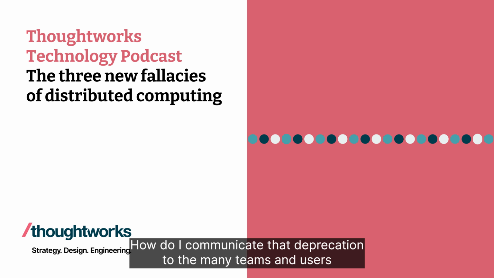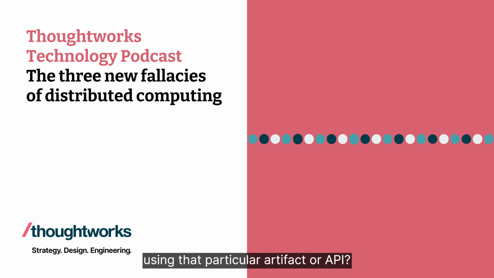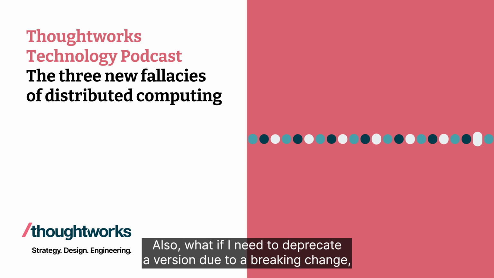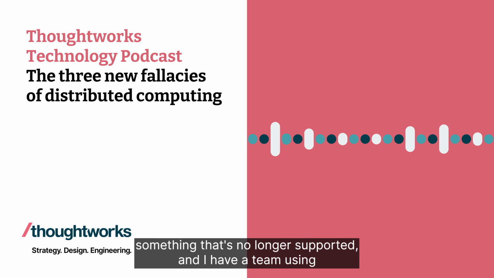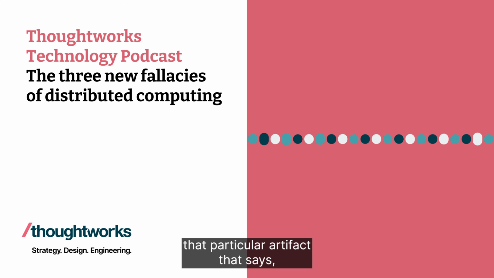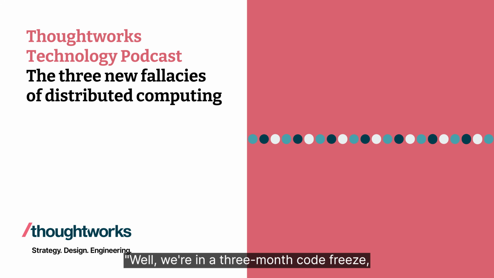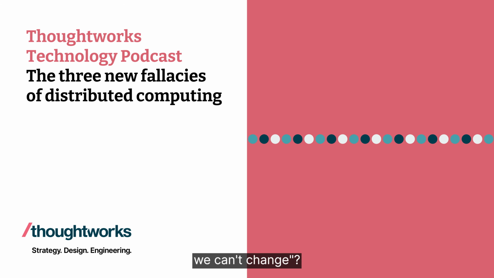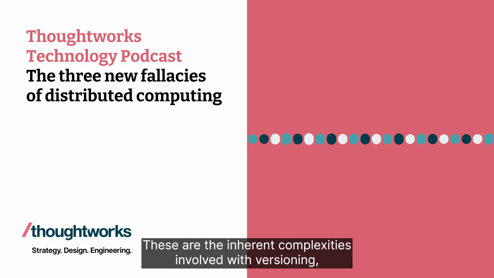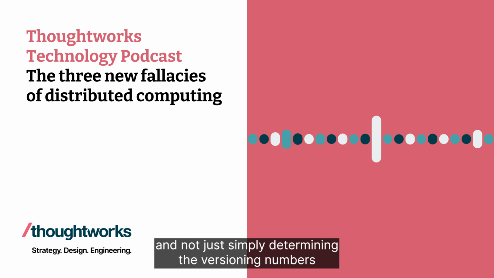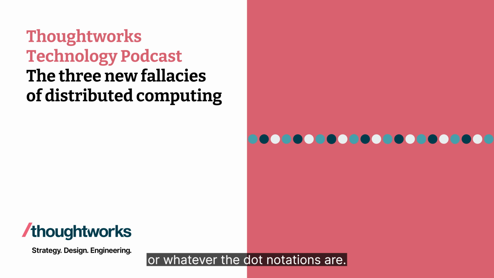How do I communicate that deprecation to the many teams and users using that particular artifact or API? And also, what if I need to deprecate a version due to a breaking change, something that's no longer supported, and I have a team using that particular artifact that says, well, we're in a 3-month code freeze. We can't change. These are the inherent complexities involved with versioning, and not just simply determining the versioning numbers or whatever the dot notations are.